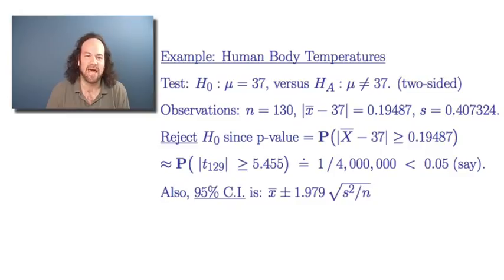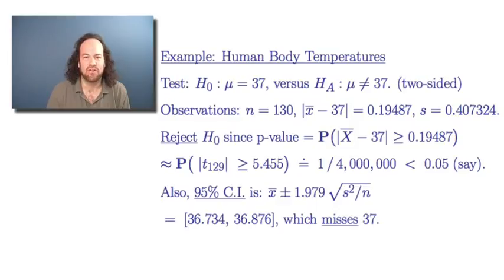It's 1.979. And again, times the square root of the observed standard deviation squared divided by n. And that works out to a certain interval shown here, which, again, misses the value 37 degrees. So again, we can say that in this case, we could either consider 37 degrees to be a null hypothesis and we reject it, or we could look at the confidence interval, and the confidence interval misses 37 degrees. Again, is that a coincidence?